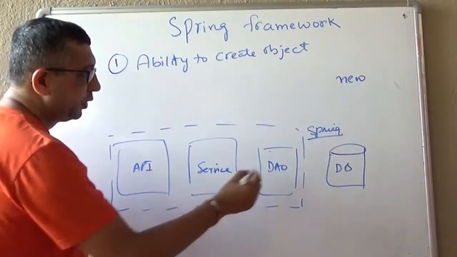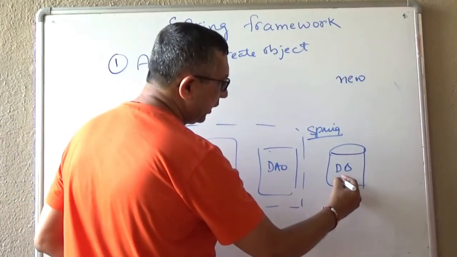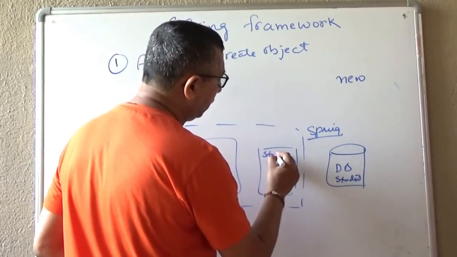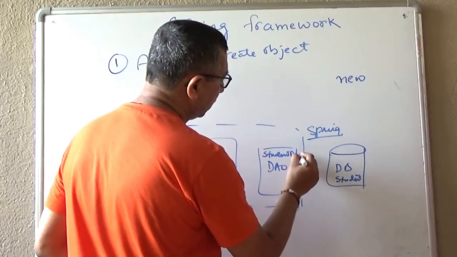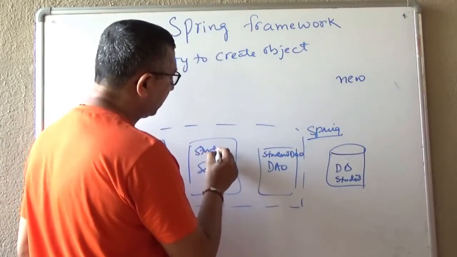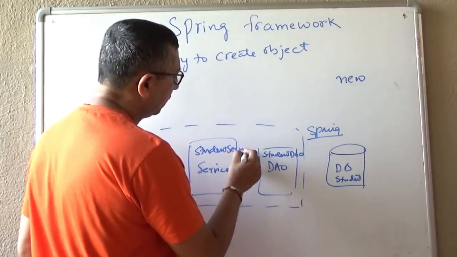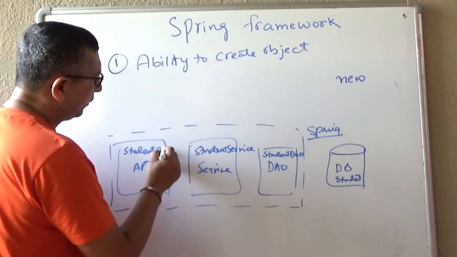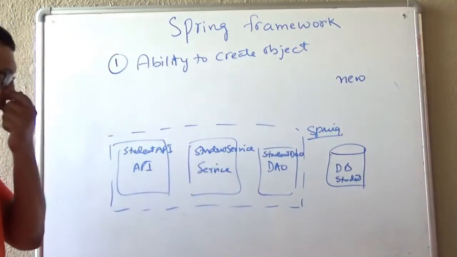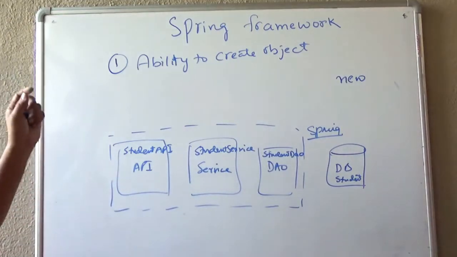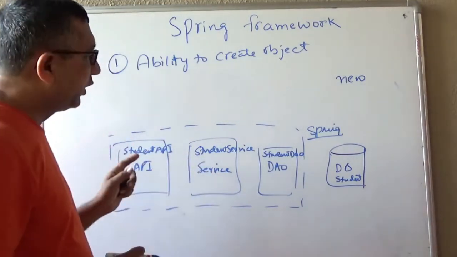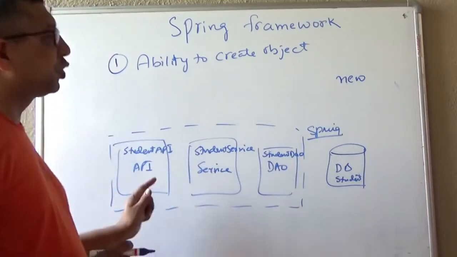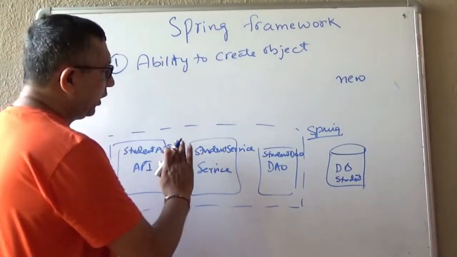Let's say that you have a student object. So you might write a student DAO, you might write a student service, and you might write a student API. Okay. So from a Spring perspective, you should not be doing a new student DAO, you should not be doing a new student service, or a new student API.